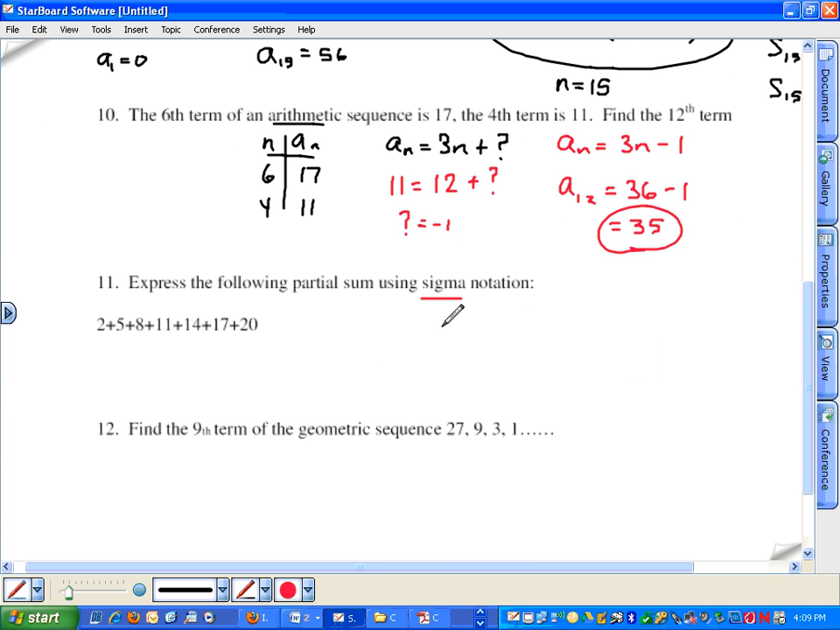Okay, express the following partial sum using sigma notation. Sigma notation involves the letter sigma. We're adding 1, 2, 3, 4, 5, 6, 7 terms, so we're going to start when n equals 1 and end when n equals 7. What we're missing is the explicit formula here that describes this sequence. So that depends on if this is a geometric or an arithmetic. We've got to decide, is there a common difference or a common ratio, and it appears that we're adding 3 every time, which makes this arithmetic. So a sub n is going to equal 3n, and again 3 because that's the common difference between terms.